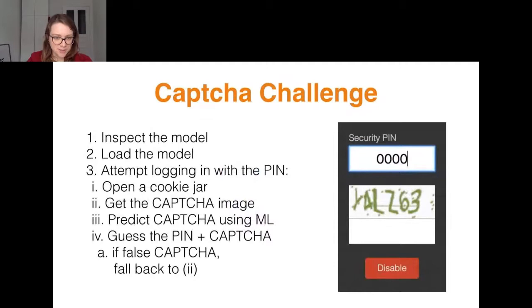And these steps: inspect the model, load the model, try to do an attempt by opening the cookie jar, the Captcha, predict the Captcha, to get everything from the first attempt, and then if you failed because the model made the wrong prediction, then you just try again with the same thing that you have before, and it's okay because you have the cookie jar open, and then eventually you break this, and I can say that this worked within 3 hours.